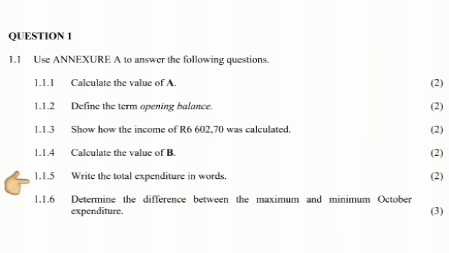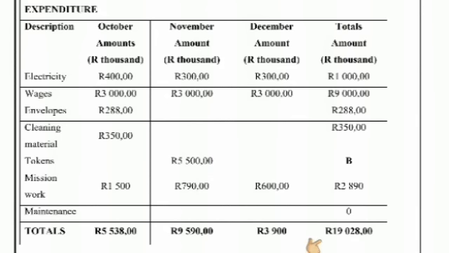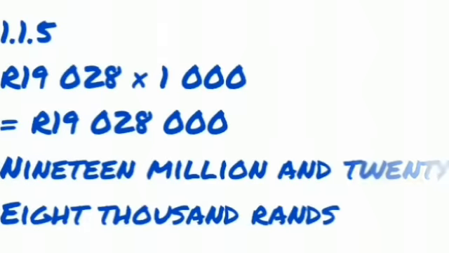In 1.1.5, they say write down the total expenditure in words. This is another type of common question when it comes to the 20% level 1 questions. You need to know how to write numbers in words. This question particularly tests spelling and that you are writing down the correct amount. So you see that it's the total amount at the bottom of 19,028 rands. So writing it correctly, or spelling it correctly as a full figure, because remember those amounts are supposed to be in thousands.